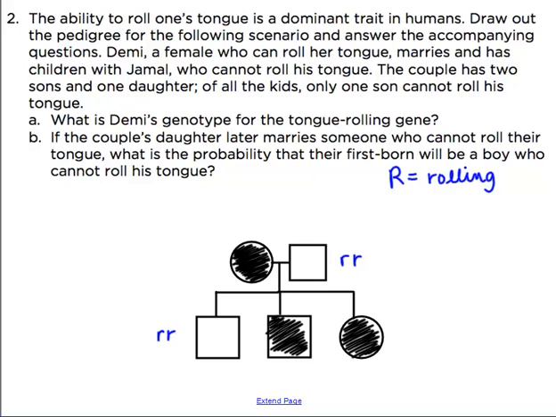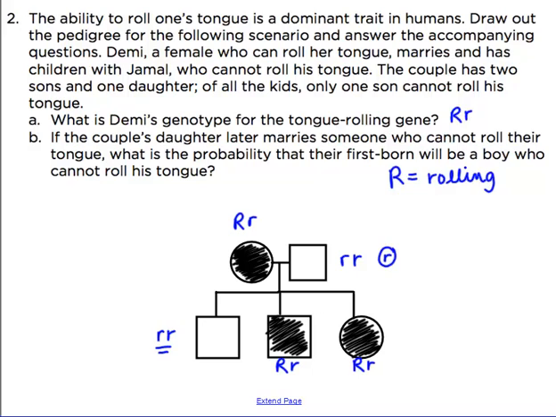Now, we don't know the affected mother's genotype, which is what the first question is asking. But for the 2 children that are affected, because the father can only give a little r allele, these 2 affected children must be carriers. So they are big R, little r, big R, little r. So the first question says, what is Demi's genotype for the tongue rolling gene? Now, because she had an unaffected son here, that means one of these little r gametes had to come from the mother. And because she's affected, she must have at least 1 dominant allele, and she must have that little recessive allele to give to the unaffected child. So for A, Demi's genotype is Rr.